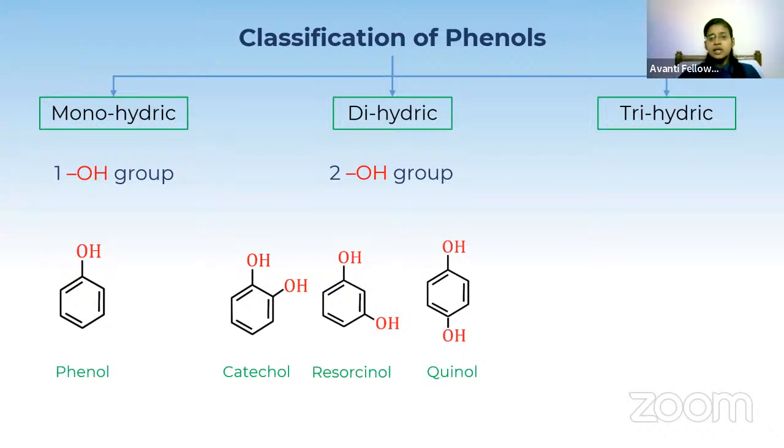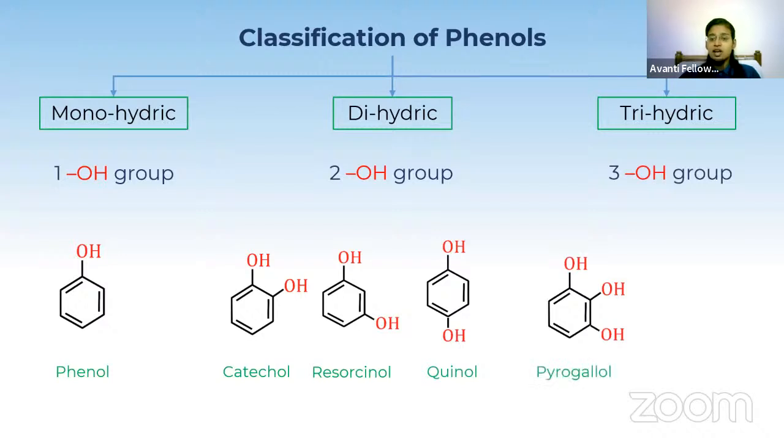And trihydric means there will be three OH. If all three are adjacent to each other, it is called pyrogallol. And if all three are alternate with each other, then it is called phloroglucinol. So very easy. This classification is based on the number of OH groups present inside the system. So this is all about the classification of phenols. Nothing much to study here.